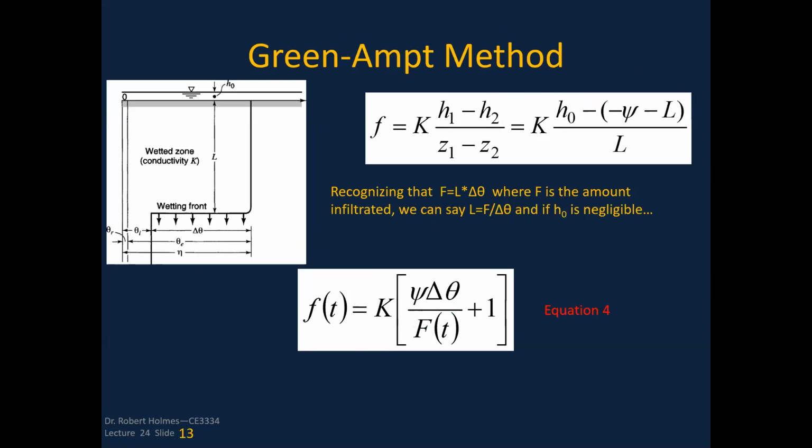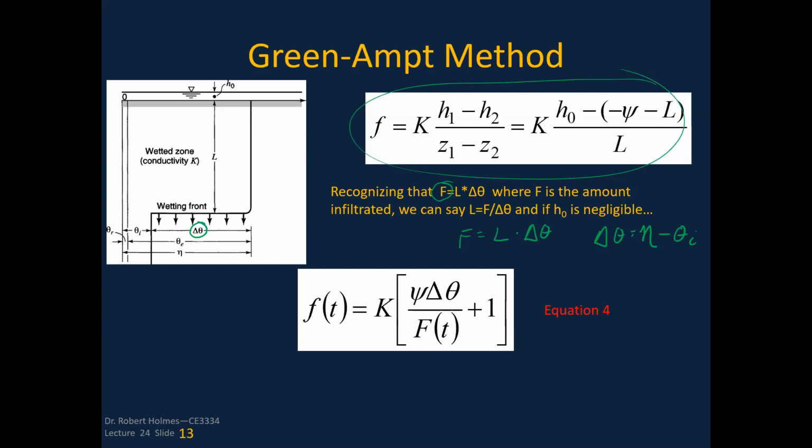So again, carrying this over to this, we can see that F, which is the total amount of infiltrated water up to a certain point, F is equal to nothing more than L times delta theta, where delta theta is equal to n minus theta i. This is, again, this delta theta I'm talking about right here.